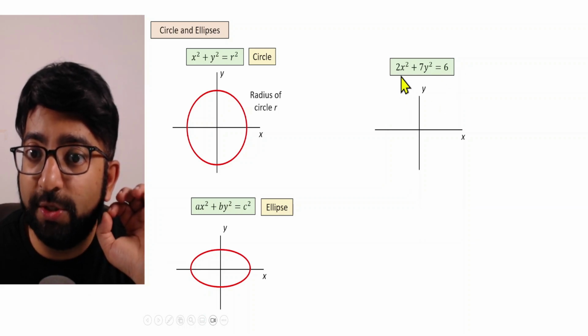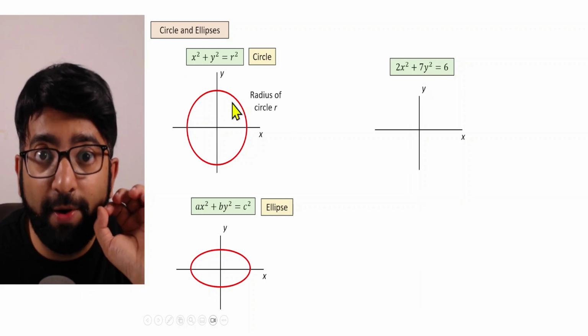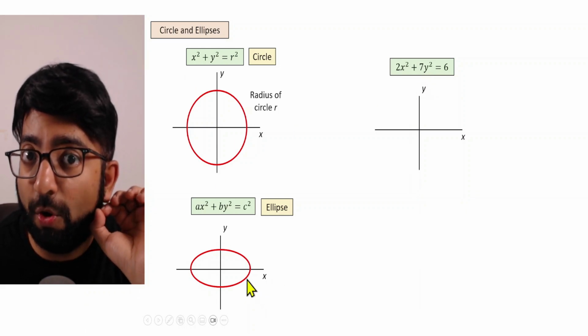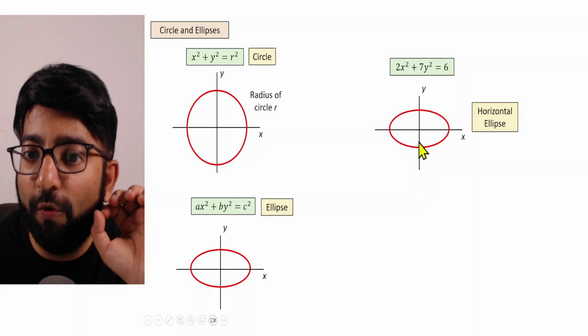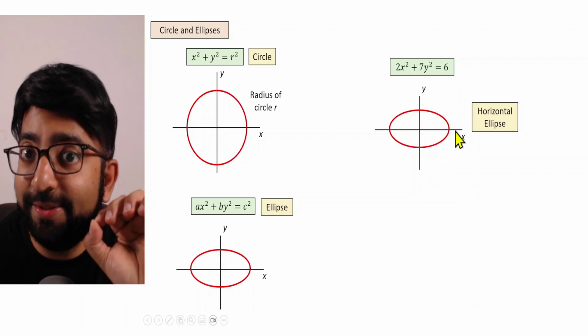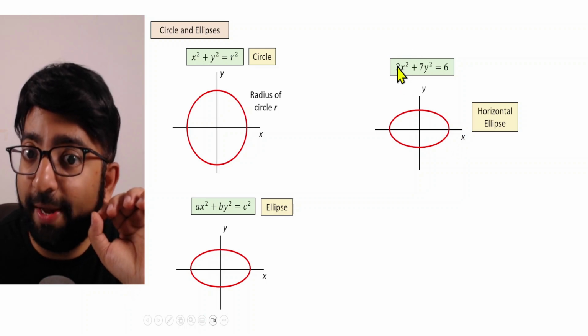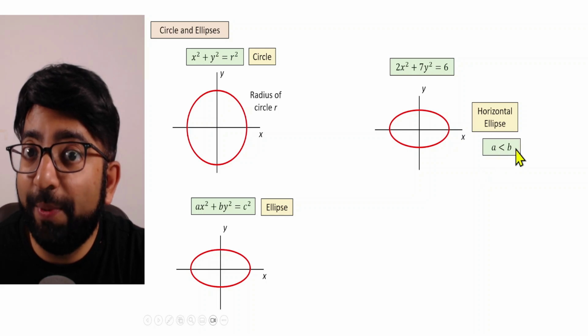First of all, the coefficients of x squared and y squared are not the same, which means the graph will not be a circle. It will be an ellipse or oval, but it will be a horizontal ellipse. A horizontal ellipse basically means an oval which is flattened out along the x-axis. And when does this happen? When the coefficient of x squared is less than the coefficient of y squared. So a should be less than b.